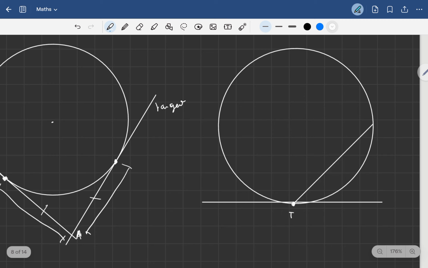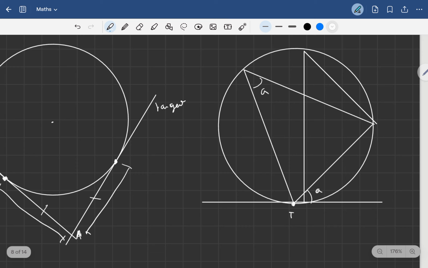Okay? Now, the angle created between the chord and the tangent, let's label that as A. This angle right here is the same as this angle right here, so this angle would also be labeled as A. And obviously this is true for anywhere. So if we do this here as well, this will be angle A. So on the circumference, this will be angle A as well.